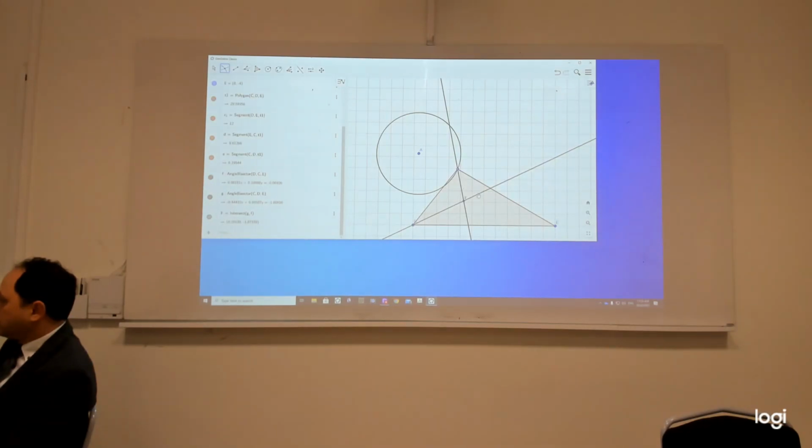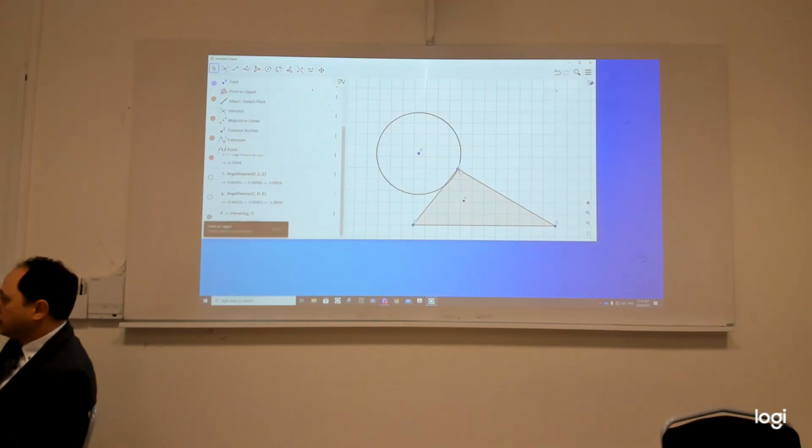Okay, and then I want to get rid of these lines. So let me delete this. It takes this F away. Okay, so show object. Okay, and then show object. So this point is the center of a circle that if I draw it, it will be tangent to these sides. That's the center.